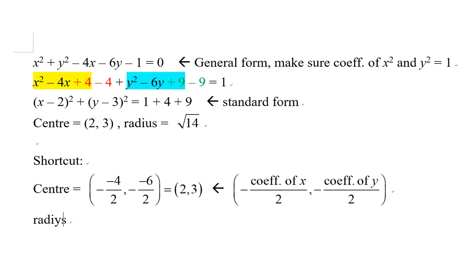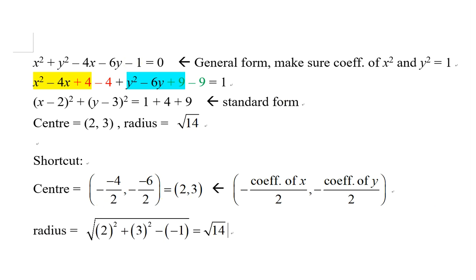So radius will just equal to the x coordinate of center square plus y coordinate of center square, and then minus this constant. Then you get the radius. Don't forget to take the square root, okay? That's the shortcut to find the center and radius with given general form.